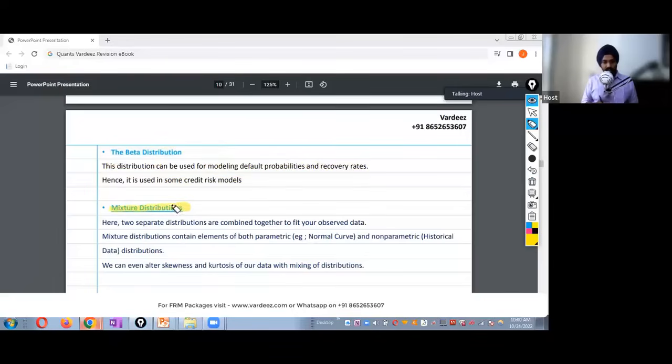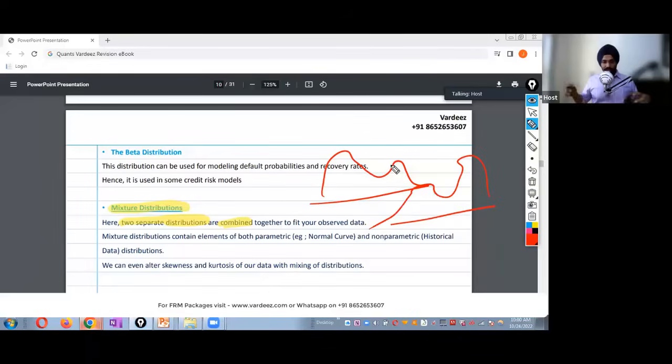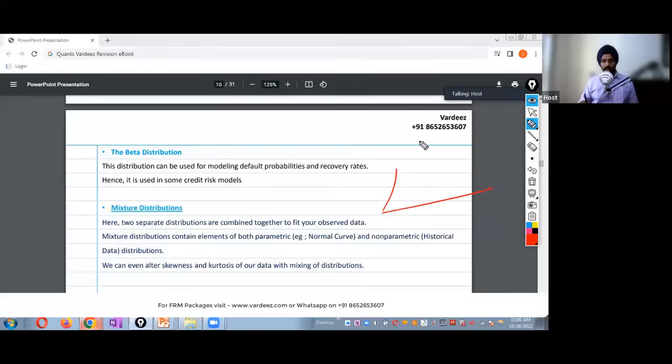What about the final thing that we have, the final learning objective, and that is mixture distributions. Here, two separate distributions are combined. Let's say that you have data, you have two distributions. Maybe this is one, and this is two. You can actually mix these two distributions up and form a better, final third one like this. That's going to be a mixture distribution, a combination of two distributions that we have seen so far.